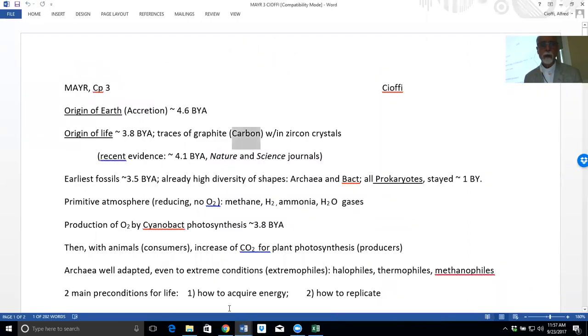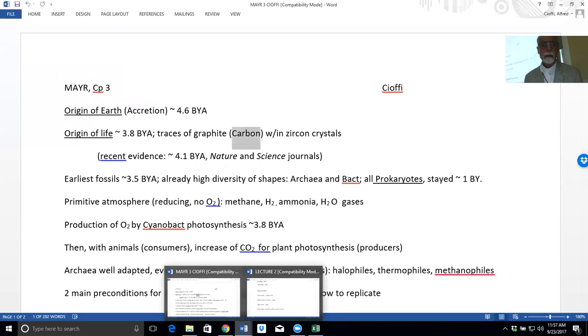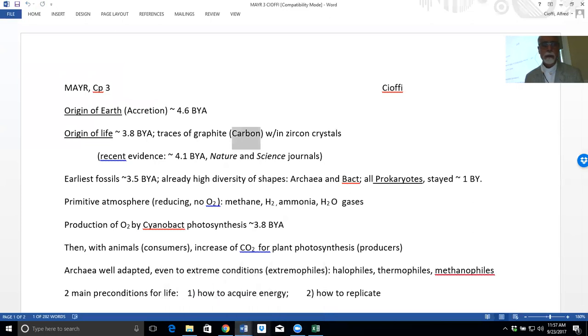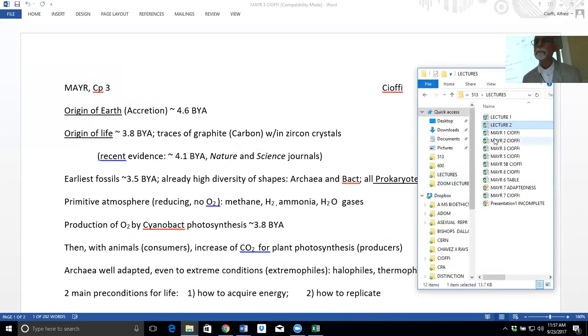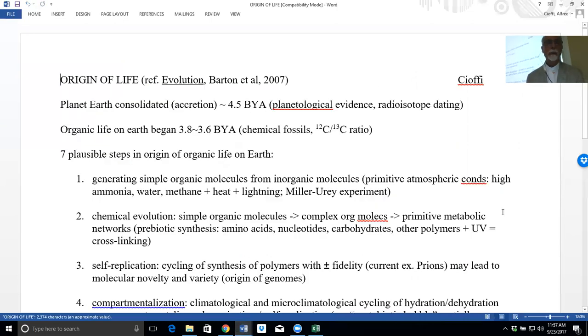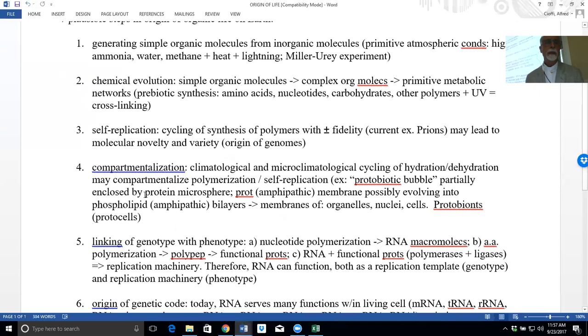Is the compartment? Oh, I need the other... Give me a minute here, so I pull up the same handout in the big picture. Yes, compartments.